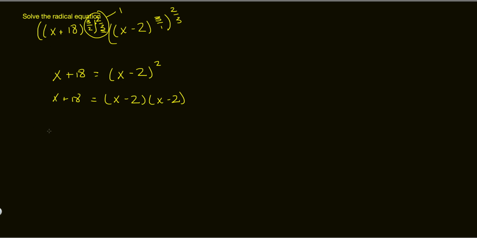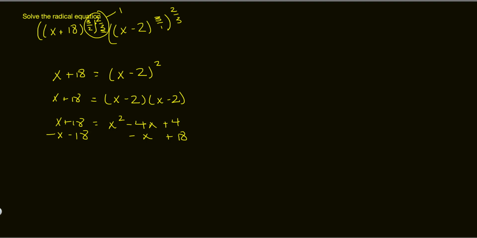Okay, so now we're looking at x plus 18 equals x squared. Again, I'm going to do -2 plus -2, which is -4, -2 times -2, which is +4. We're dealing with a quadratic, so we have to get this into something that's equal to 0, so we can use that zero product property. So subtract x from each side, subtract 18 from each side.